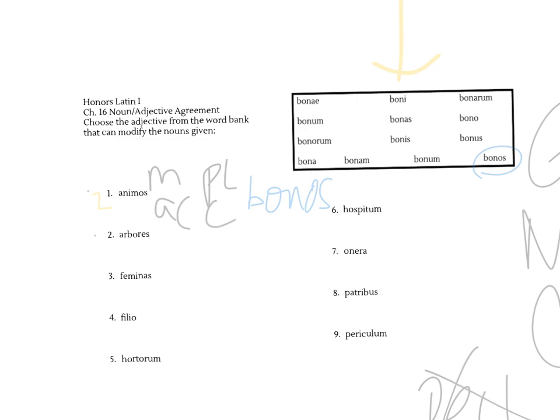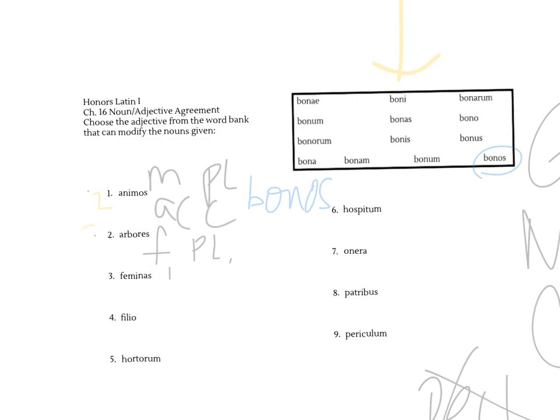Number 2, arboreus. Okay, so let's get our information about arboreus the same way we did with animos. We want the gender. If you look this word up, you're going to find that it's feminine. We want the number. Based on the endings, I can tell that that's going to be plural. And then we need the case. Remember that I don't need you to write down the declension, but you do need to know the declension so you can figure out the case correctly.